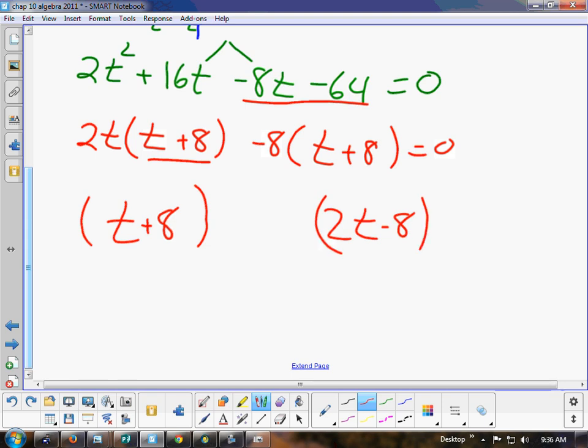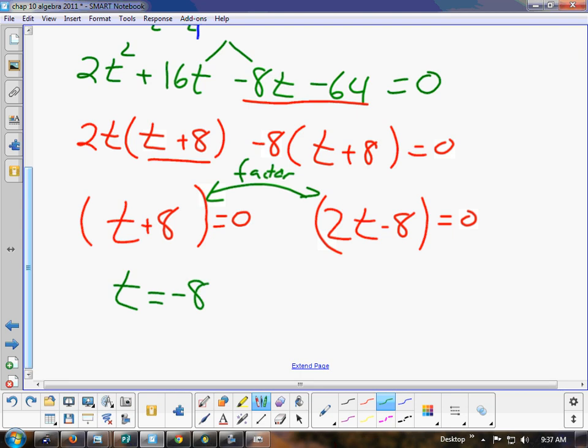Okay. However, unlike before, we can't just get our answer. We're going to set these equal to 0. So that's the extra step. Okay, this is factored. Our factoring is here. Now we're going to use that factor to get our answer. What's this one here? t equals what? What plus 8 is 0? Negative 8.